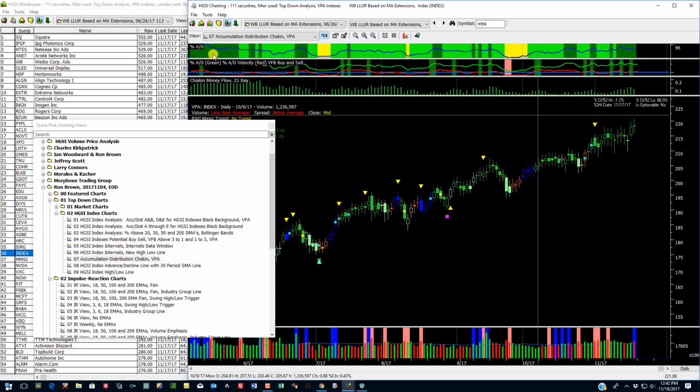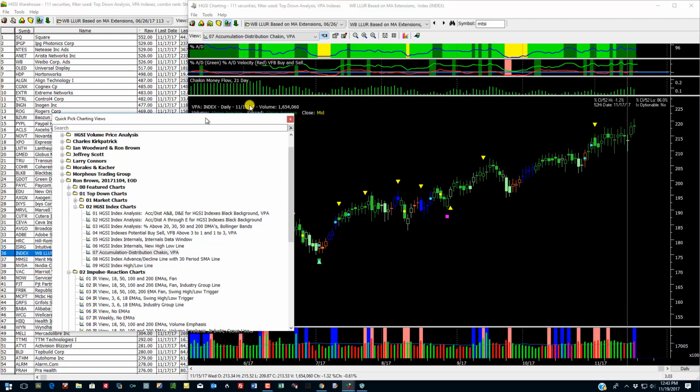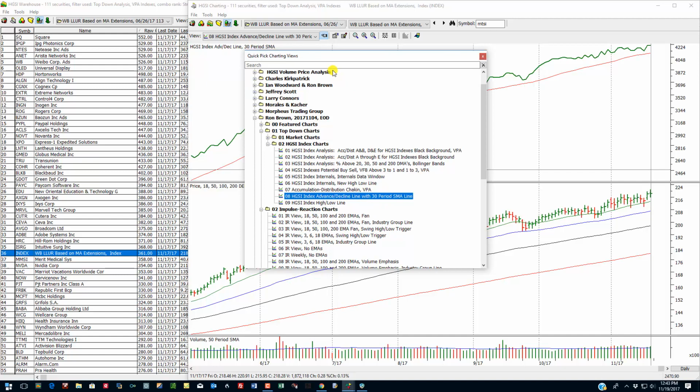This is percent AD up here. It's A, B, C, D, and E. As low as it got was C. So it really didn't get into the distribution mode. And look at all these accumulation bars here when certain criteria was met. So this index has held up very well.